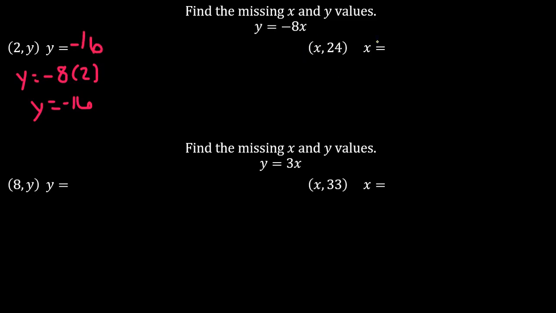And then for the next one, over here, we have the value of y, which is 24. So when y is 24, we know that's going to equal negative 8x. To solve that, we would divide both sides by negative 8. And that's going to be negative 3 equals x.